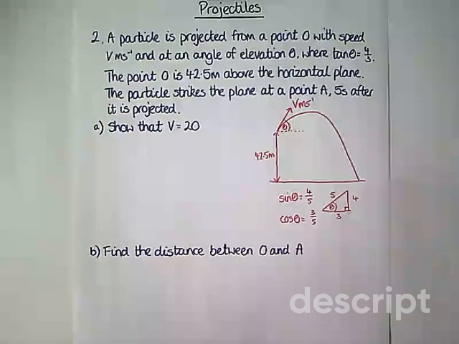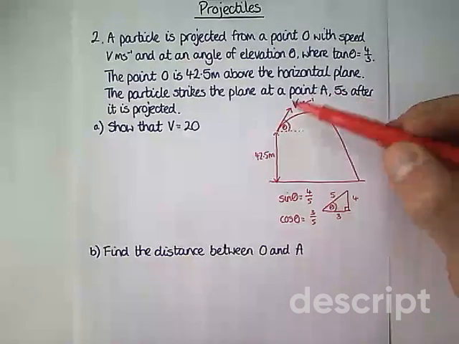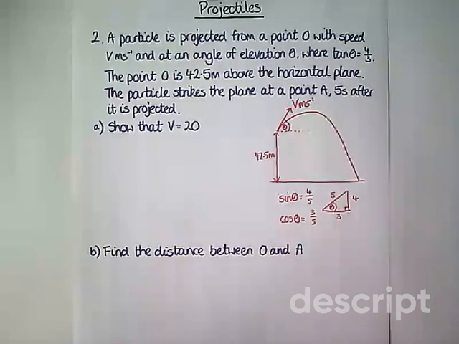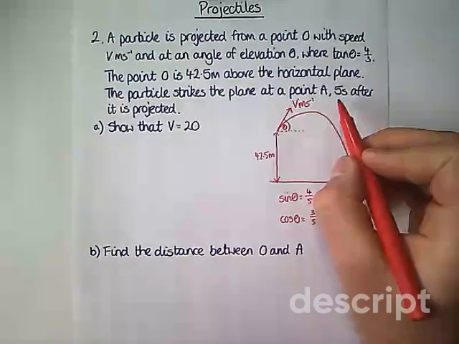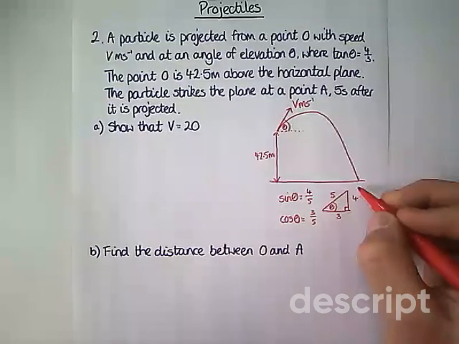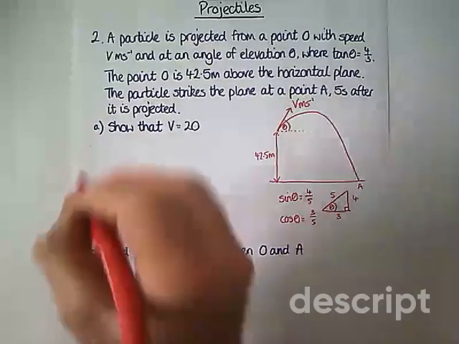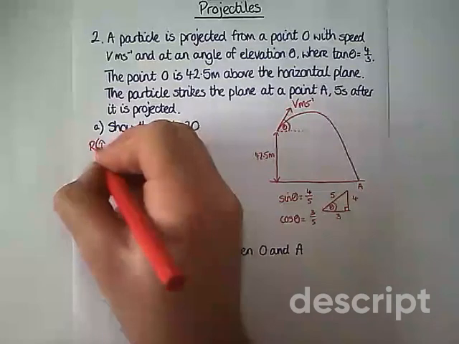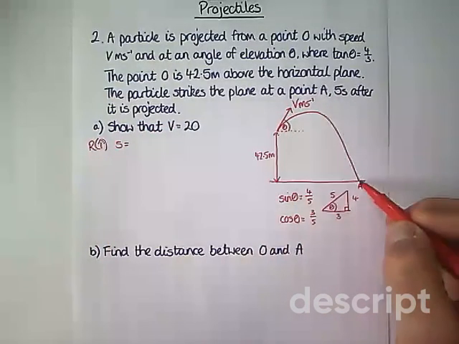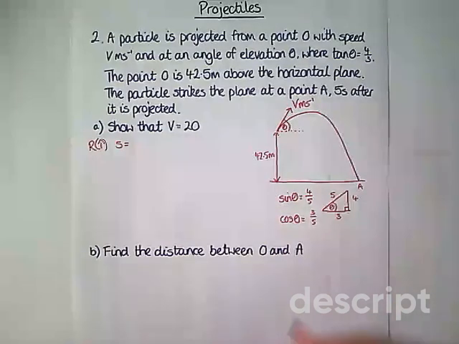Then question A says show that v equals 20. Okay, so we want to find this initial speed. So we know that it takes 5 seconds for it to hit point A. So we're going to resolve vertically and put in all the things that we know to get to point A.